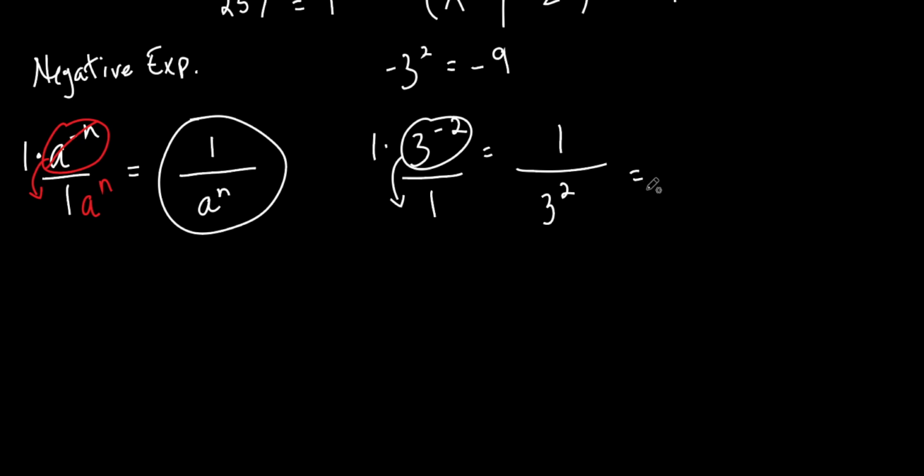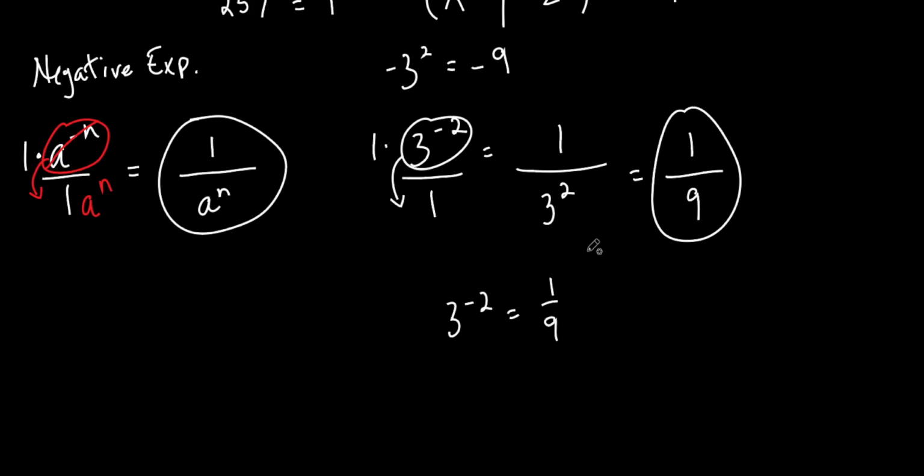And now we can figure this thing out. Again, what's left on top? A 1. What about the bottom? 3 squared, 9. There you go. So 3 to the negative second is the same as 1 over 9. Do you see that a negative exponent doesn't really make your problem a negative answer or a positive answer? You got it? This negative out front makes that a negative answer. Okay, this negative exponent, what does it do? It flips it. If it was on the bottom, it would flip it to the top. If it was on the top, it flips it to the bottom.